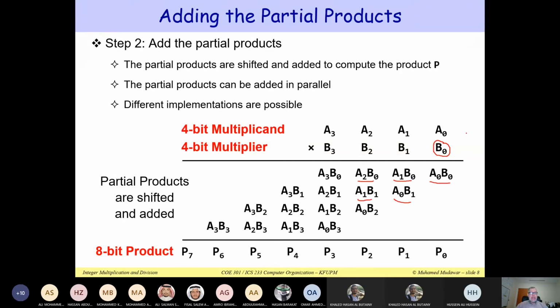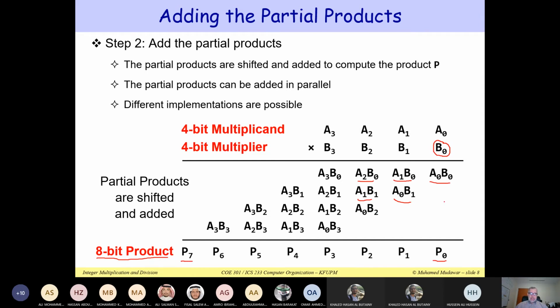So this is just simply ending. So this is A0 and B0. This is A1 and B0, and so on. Now, what you need at the end is this 8-bit product. When you multiply 4 bits by 4 bits, you get an 8-bit product. So the product bits are P0 to P7. P0 is the least significant bit of the product, and P7 is the most significant bit of the product.